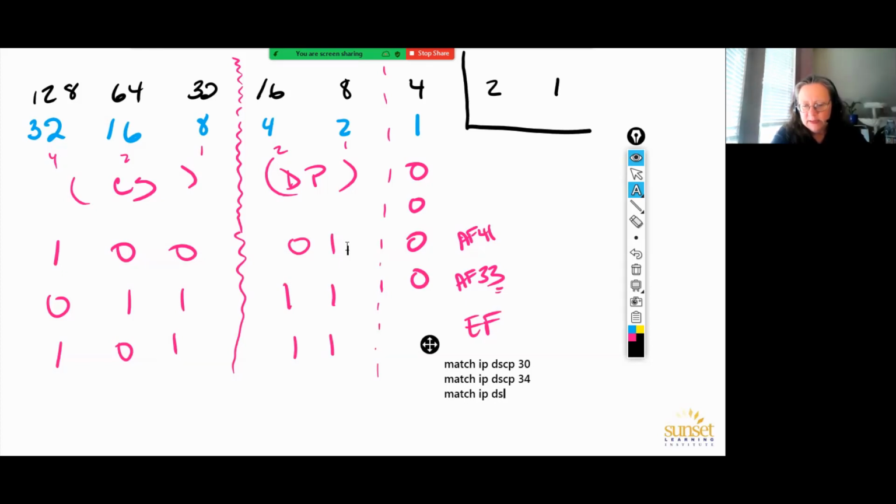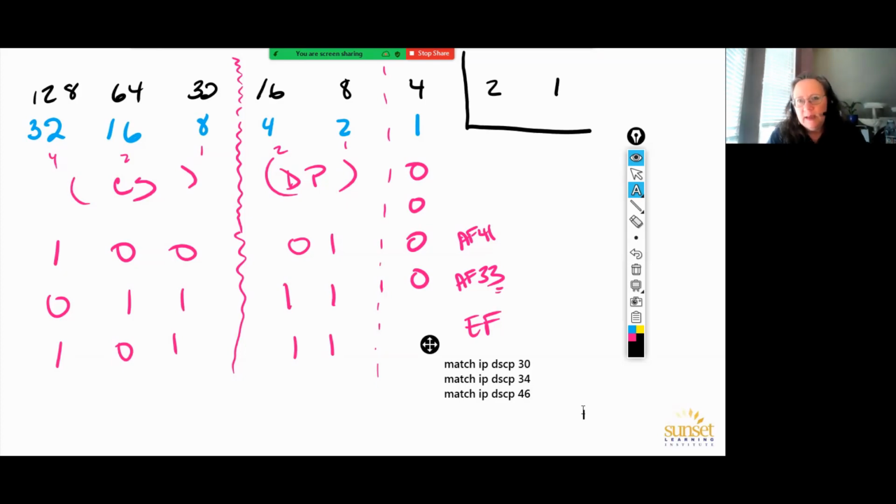Match IP DSCP. I happen to know 46 is expedited forwarding because that's a number I've worked with a bunch, but where do I get that? A 1 in the 32s place, a 1 in the 8s place, that is 40, a 1 in the 4s place, and a 1 in the 2s place. There's your match IP DSCP 46.